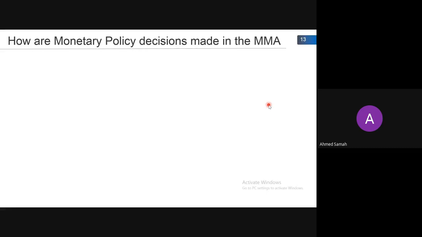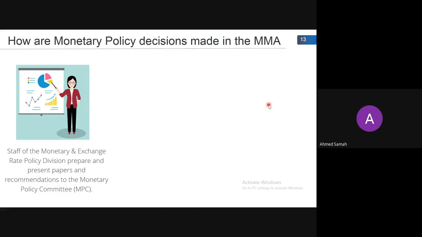Then the monetary policy decisions are made. So the staff of the monetary policy and exchange rate division prepares and presents papers and recommendations to the monetary policy committee. I work in this particular division. So we do research, we do analysis, and we present policy papers and recommendations to the monetary policy committee.